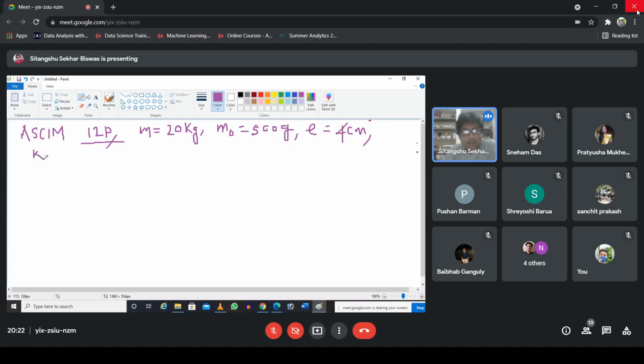The stiffness of the structure is 5000 Newton per meter, and the dashpot offering the resistance to the vibration is 400 Newton at the velocity 4 meter per second.